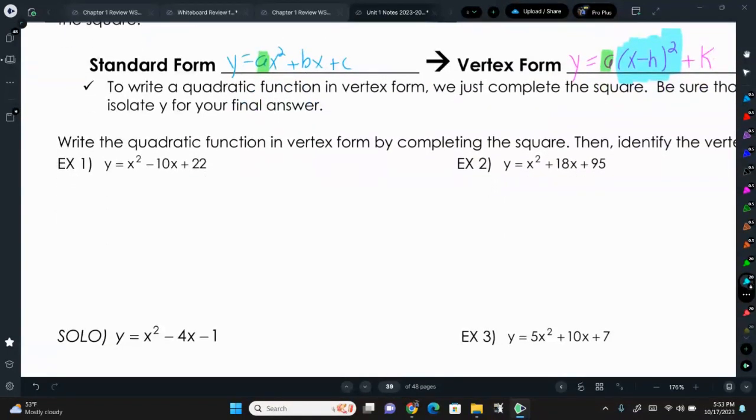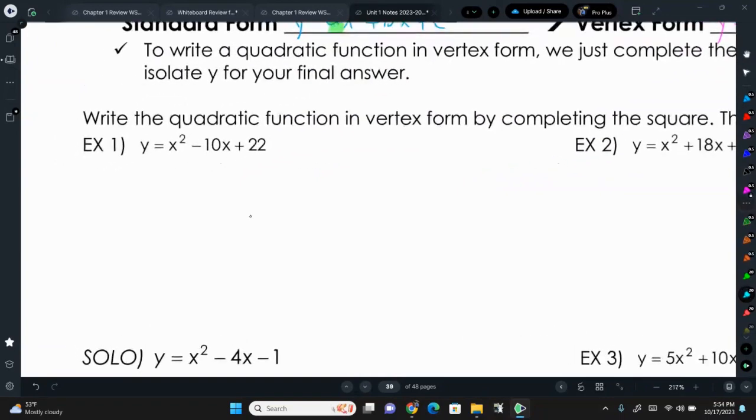So write the quadratic function in vertex form by completing the square, then identify the vertex. So remember, when we complete the square, we take our b value and divide it by 2 squared. Well, negative 10 divided by 2 is negative 5. Negative 5 squared is positive 25.